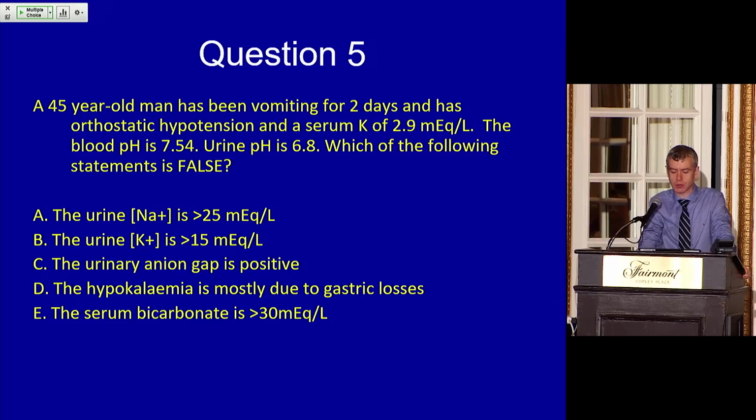The urine sodium concentration is greater than 25 milliequivalents per liter. The urine potassium concentration is greater than 15 milliequivalents per liter. The urinary anion gap is positive. The hypokalemia is mostly due to gastric losses. Or the serum bicarbonate is greater than 30 milliequivalents per liter. Which of those statements is false?